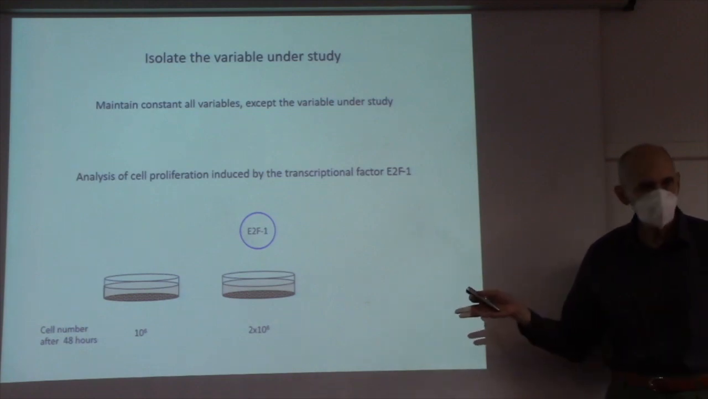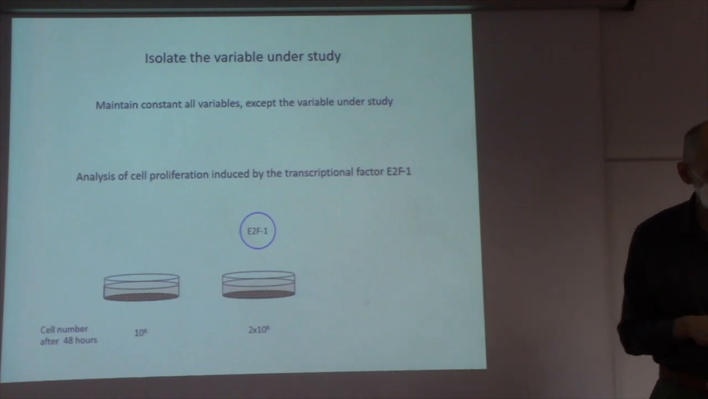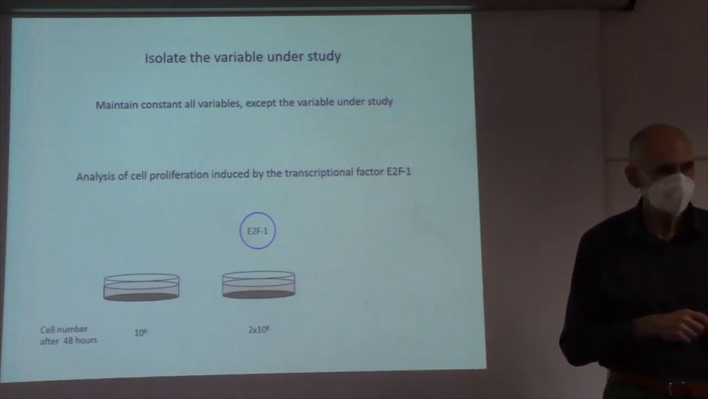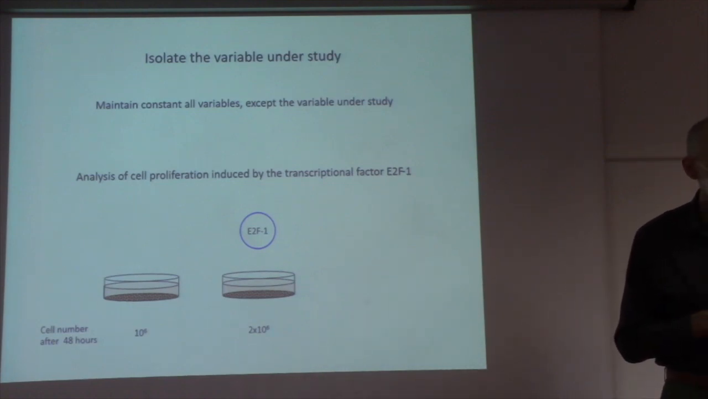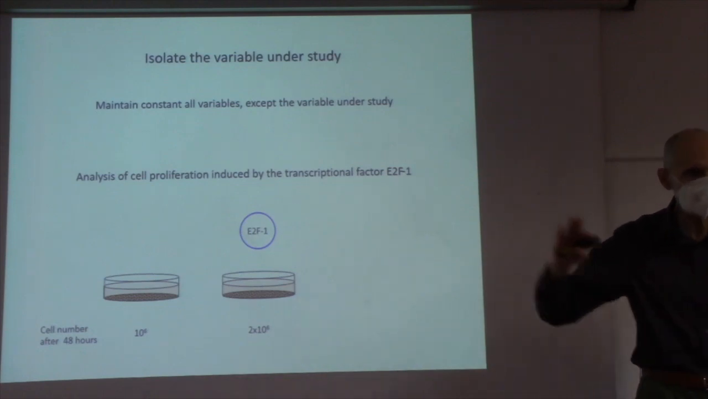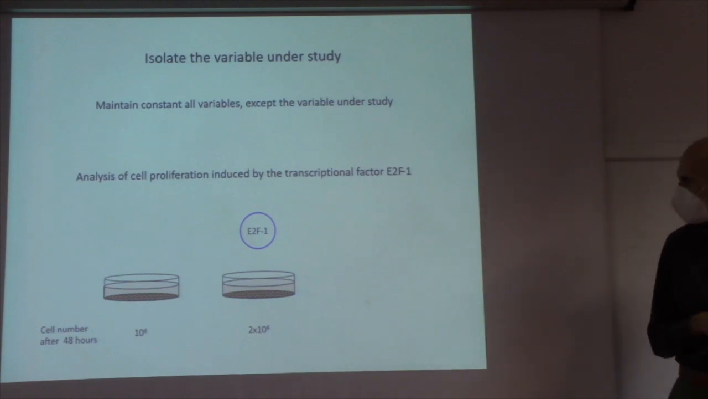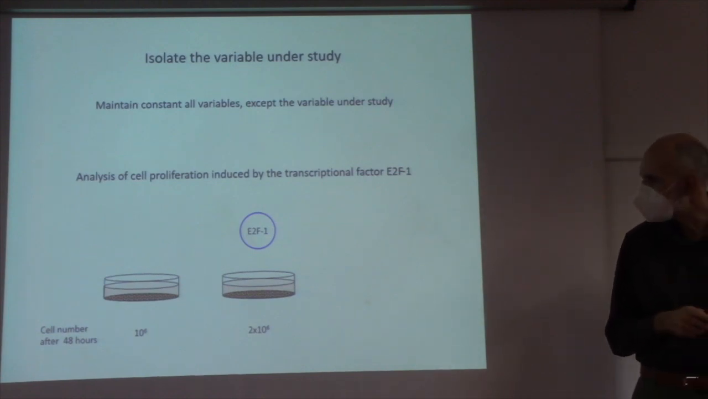What do we conclude from this experiment? The transcription factor doubles the speed. It doesn't necessarily double the speed because we chose a single point in time. We don't know the dynamics of this, but it increases the speed of cell proliferation.